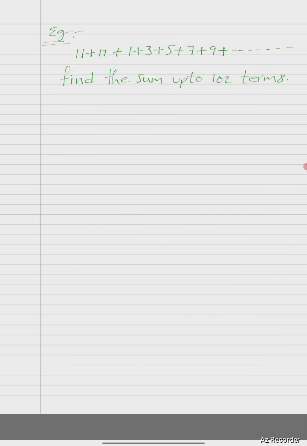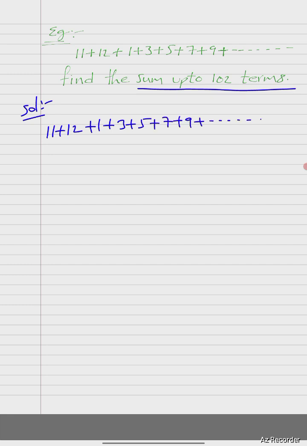Now let us look at one example. Here we are asked to find the sum up to 102 terms. Let us solve this. We are given 11 plus 12 plus 1 plus 3 plus 5 plus 7 plus 9 and so on. The difference between 11 and 12 is 1. The difference between 1 and 3 is 2, between 3 and 5 is 2, 5 and 7 is 2, 7 and 9 is 2. So in the rest of the series also the difference must be 2 only.